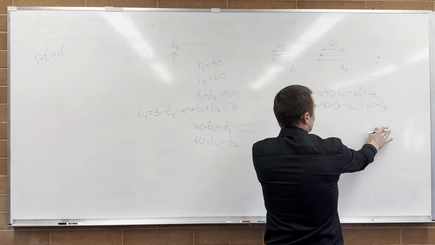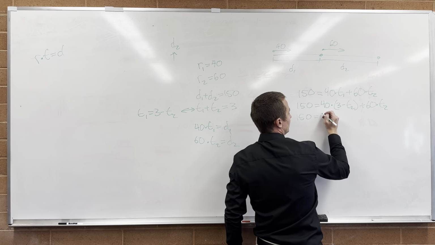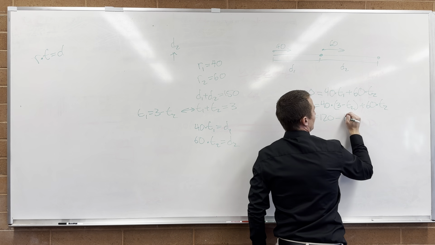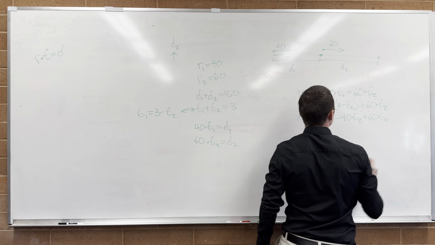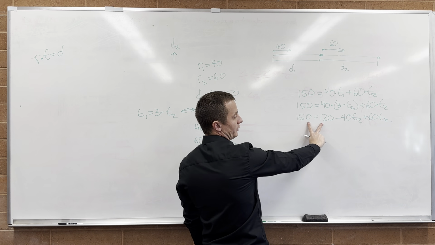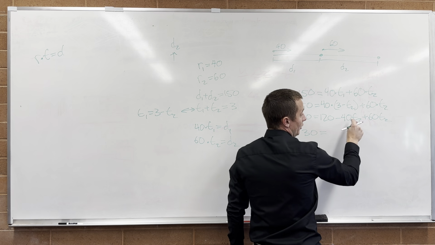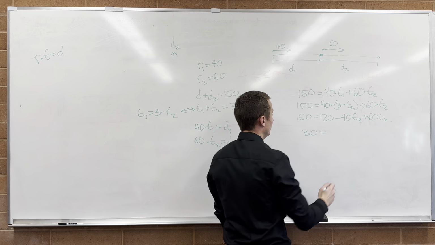Okay, so from here on out, piece of cake. So 150 is equal to 40 times 3, which is 120. 40 times negative T2 is minus 40 T2, plus 60 T2. Let's simplify. Minus 120 from both sides, and I'm left with 30 is equal to negative 40 T2 plus 60 T2, which leaves me 20 T2.